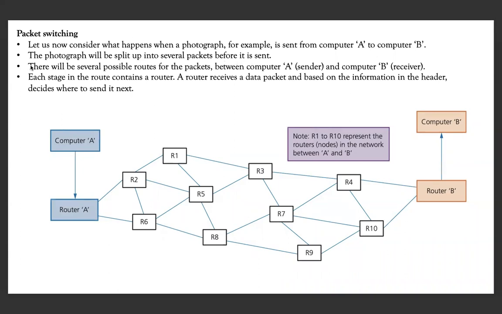There will be several possible routes for the packets between computer A, the sender, and computer B, the receiver. As you can see here, my computer A first accesses the router nearest to it, which we'll call router A. The router immediately closest to my destination, computer B, will be called router B. Between router A and router B, there are lots of routers. We only have 10 represented here, but there can be many more.